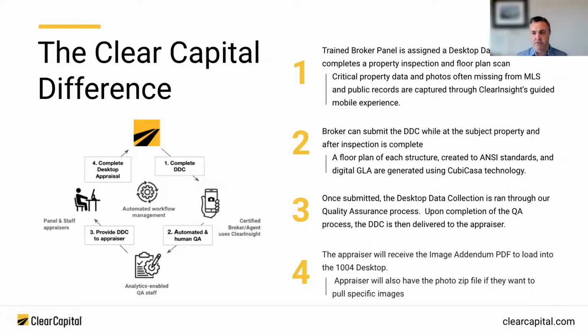And from there, you'll receive an image addendum that contains all the interior photos that you can easily upload into your appraisal report, or you'll be provided with a zip file where you can pull out and select specific images. But in addition to the images, you're going to get all kinds of other information about the inspection that you can include into your overall process. And you'll leverage that to complete your desktop appraisal, along with any other data sources you might have access to. And you'll submit that, and then you'll be completed with that order.